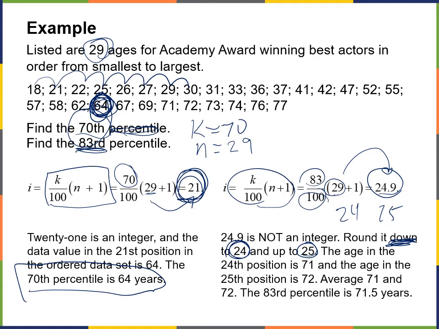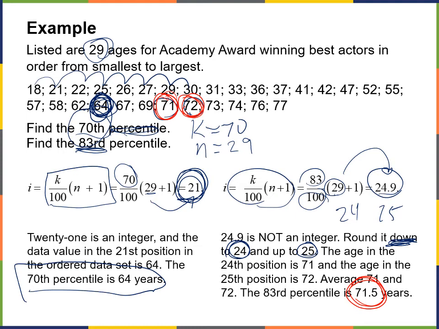So we're going to look at which data value is in the 24th position, and which data value is in the 25th position. If we count those out, they end up being 71 and 72. Which one of those is the 83rd percentile? Well, the answer is actually neither. The 83rd percentile is going to be the average of those two data values. So add those two together and divide by 2. You get 71.5. There's your 83rd percentile.